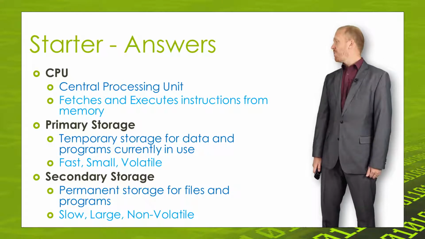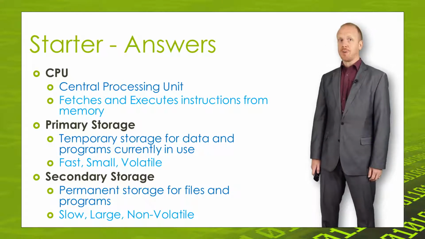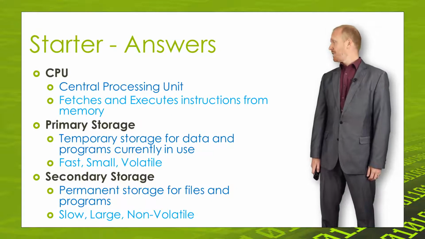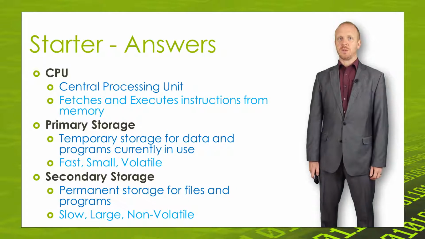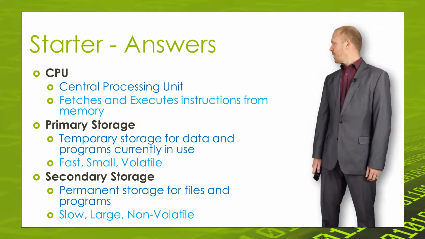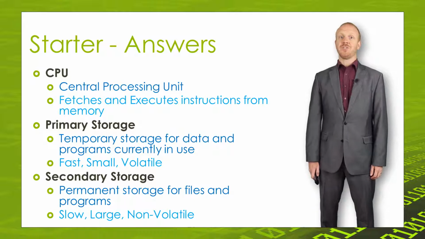Primary storage is temporary storage for data and programs that are currently in use. It's fast, but it's small and it's volatile, which means it loses its information if the power is disconnected. And secondary storage is permanent, it's for files and programs, but it's slow, although very big, and it's non-volatile, so it can keep data even when the power's gone.